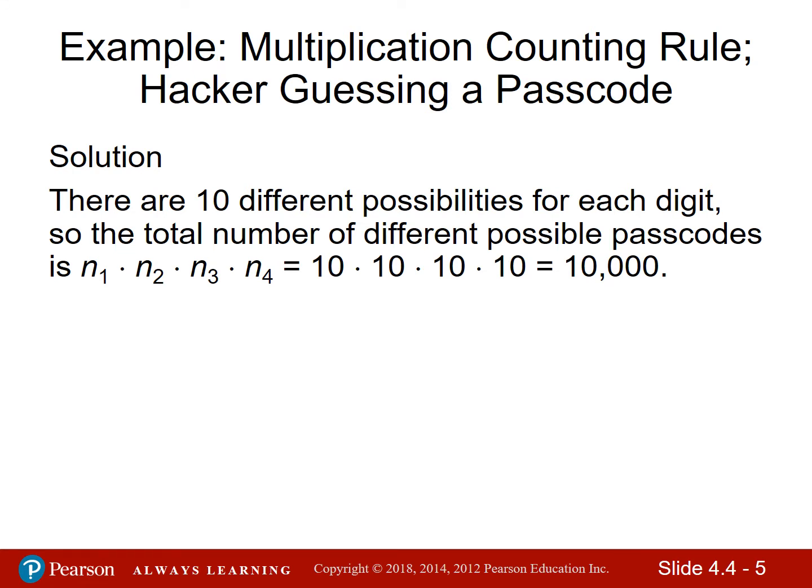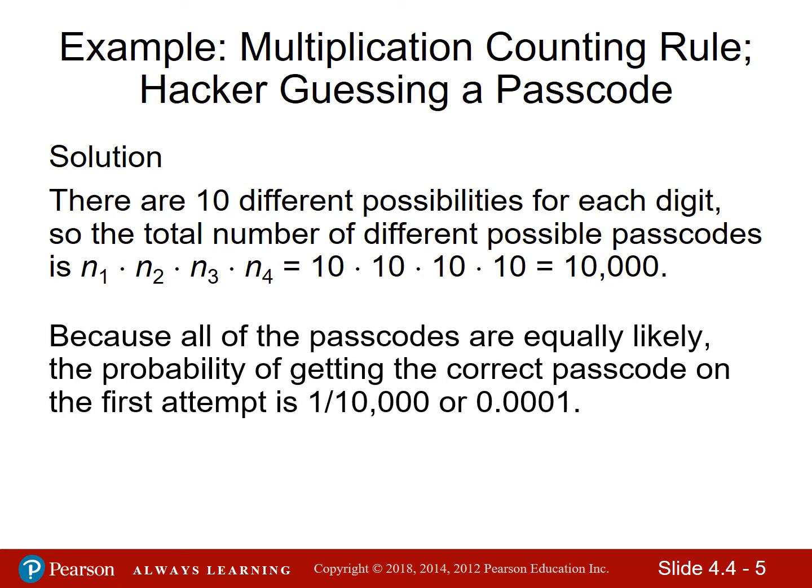This means each number can be 0 up to 9. So there are 10 different ways to write each single digit. There are 10 different ways to write n2, 10 different ways to write n3, and so on. So 10 times 10 times 10 times 10 is 10,000.